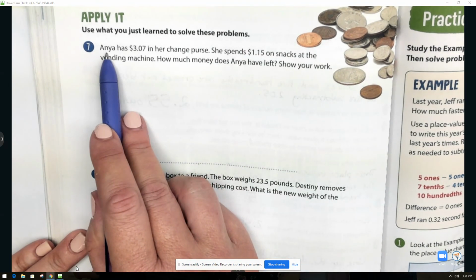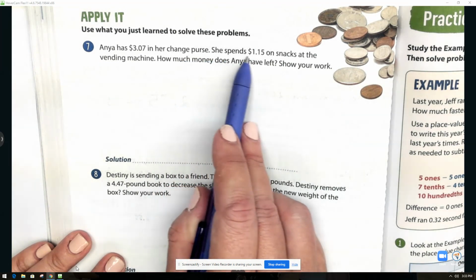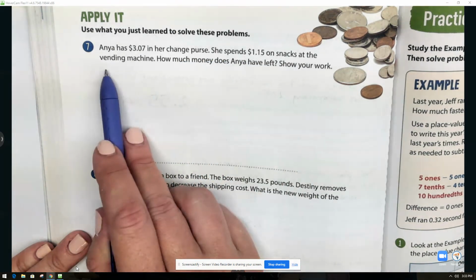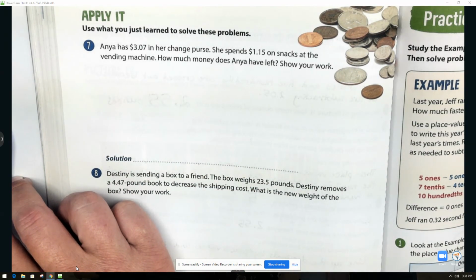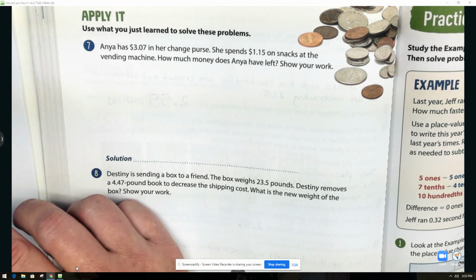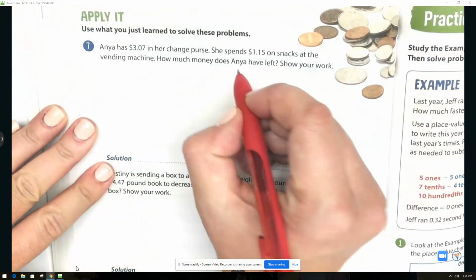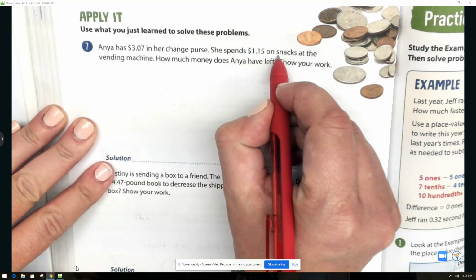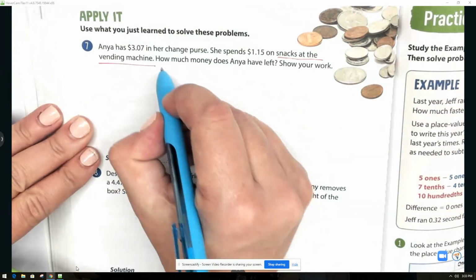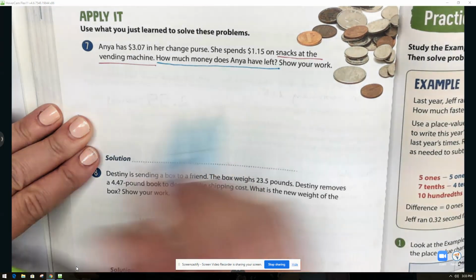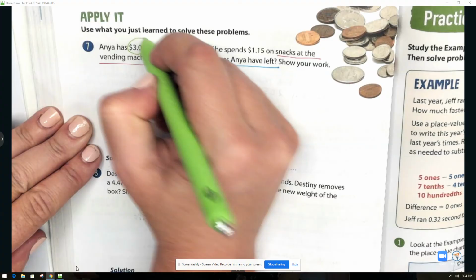So it says, Anya has $3.07 in her change purse. She spends $1.15 on snacks at the vending machine. How much money does Anya have left? So the first thing we need to do is we need to look and say, what is it that we're talking about? And we're talking about Anya getting snacks at the vending machine. And we want to know how much money Anya has left. And the important information is how much money she spent.